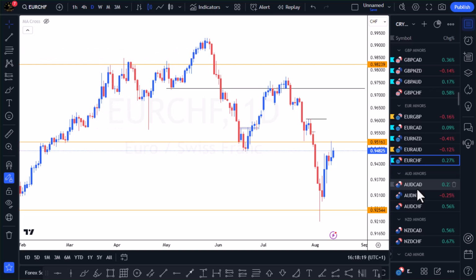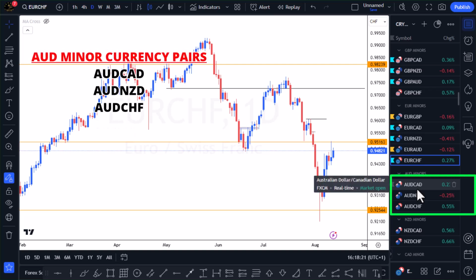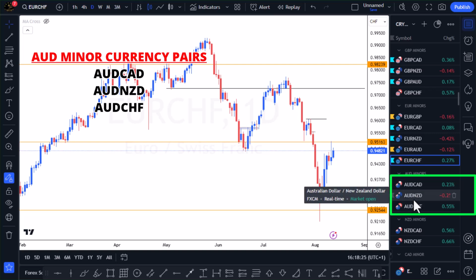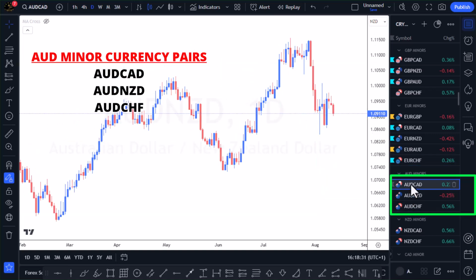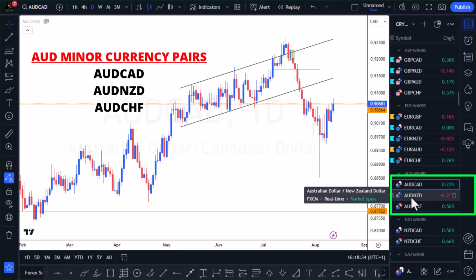Now we can proceed to the Australian dollar minor currency pairs. So we have the Australian dollar paired against the Canadian dollar. We have the Australian dollar paired against the New Zealand. We have the Australian dollar paired against the Swiss. These are the price charts of these currency minor pairs.